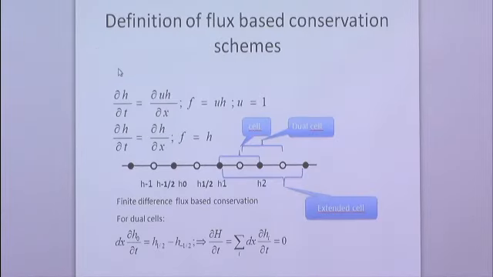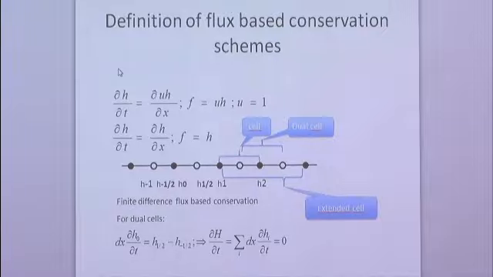So this is how the thing works. This is actually quite simple. You have an equation, and you define fluxes here and there, and that gives you a discretization of this example. So that is quite easy.